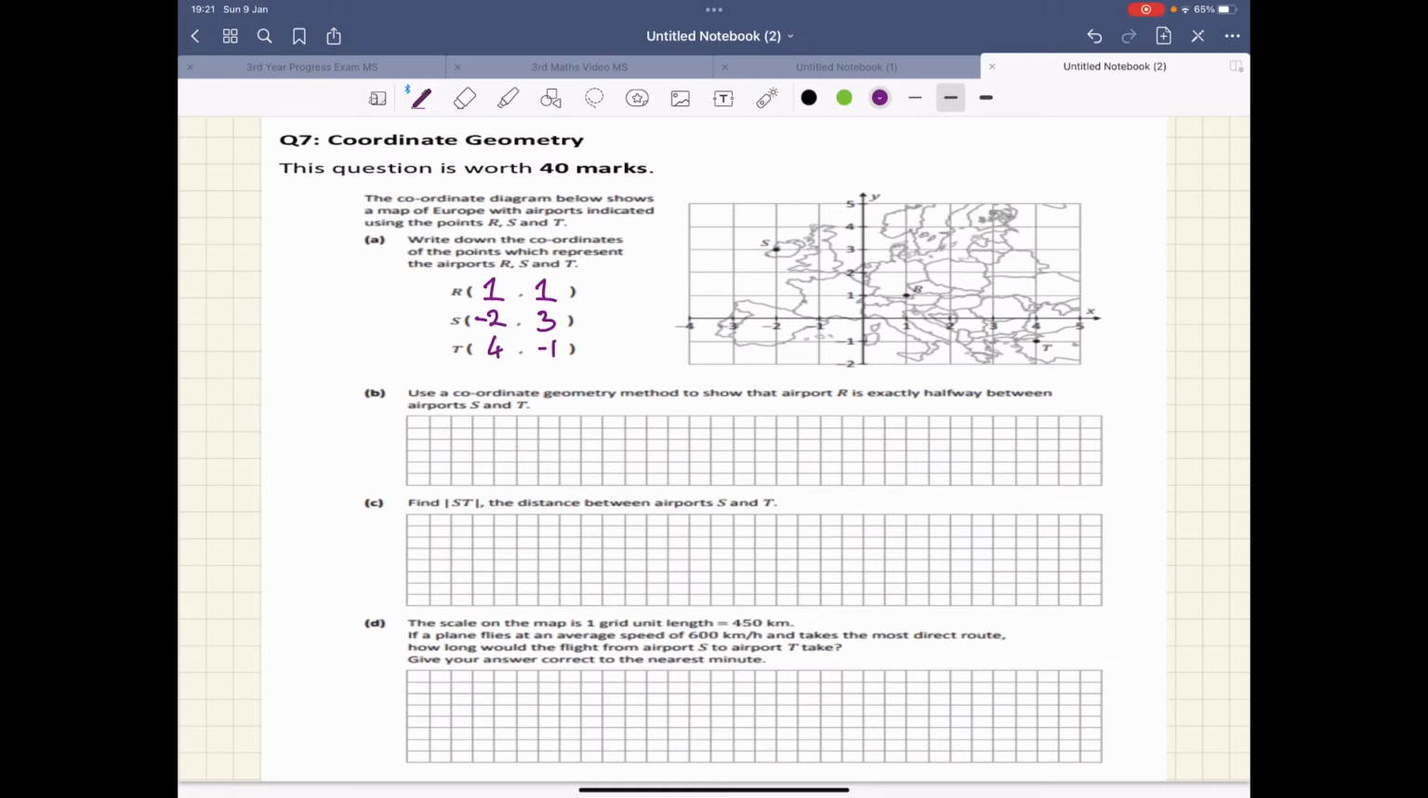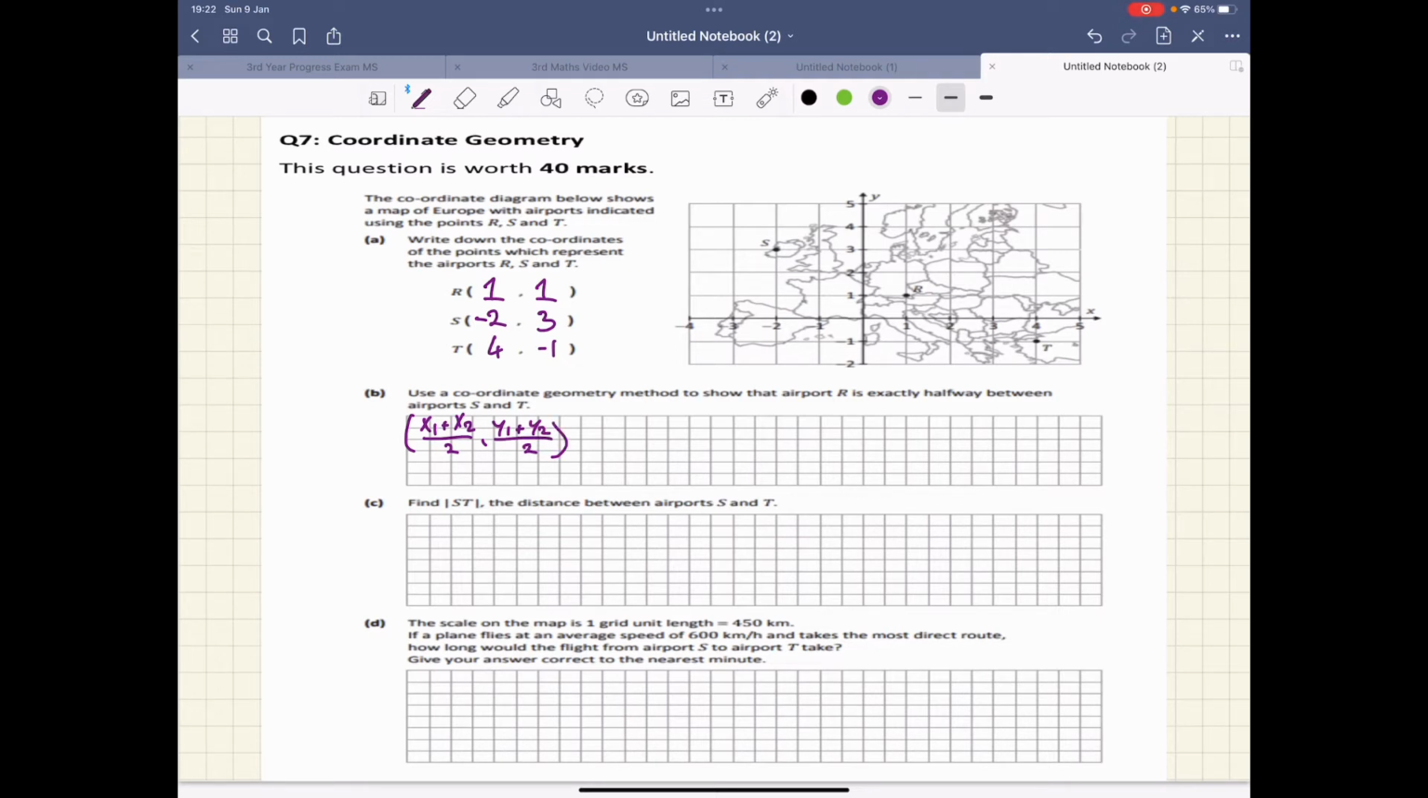It says use a coordinate geometry method to show that airport R is exactly halfway between airports S and T. So halfway should have triggered in your head the midpoint formula, which you should have gotten in your log tables. And remember, you get marks just for writing down the formula. And the formula is x1 plus x2 over 2, y1 plus y2 over 2.